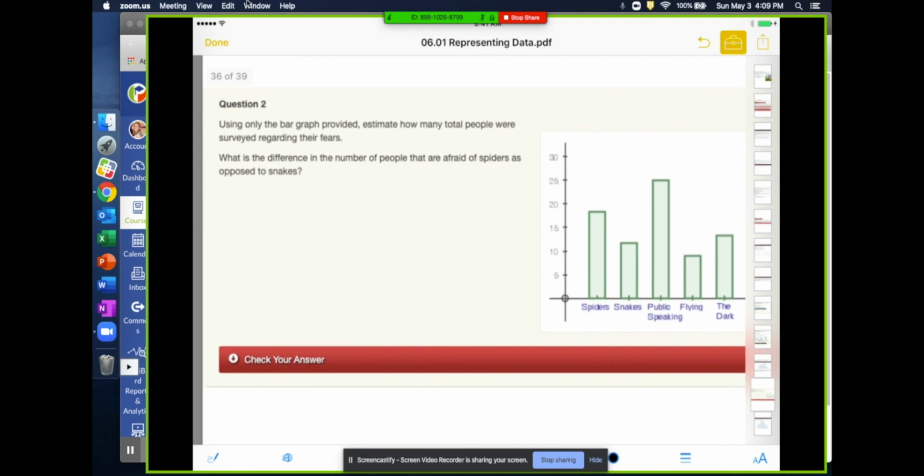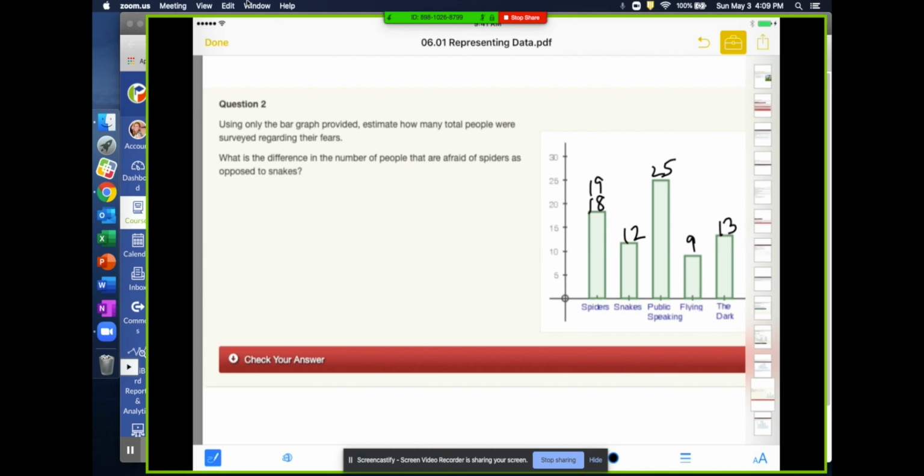And question number 2 says, using only the bar graph provided, estimate how many total people were surveyed regarding their fears. I'm going to assume that I have never seen this before, even though we just talked about it on one of the last examples, but spiders, looks like it's about 18 or 19. Snakes is 11 or 12. Public speaking looks like it's up at 25. Flying is right under 10, so I'm going to say 9. And then the dark looks like to me 13.